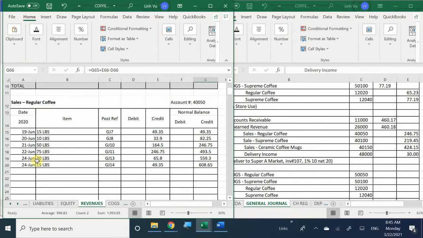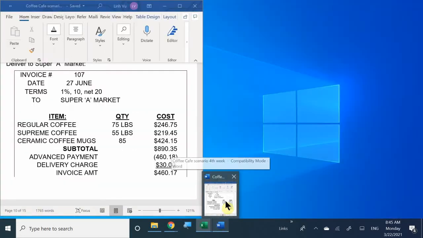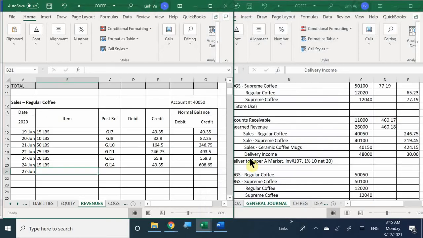Sales for our regular coffee. How many pounds did we sell? 75. All right. General 16 for a total of 246.75. So what's my new balance here? 85540. Good.